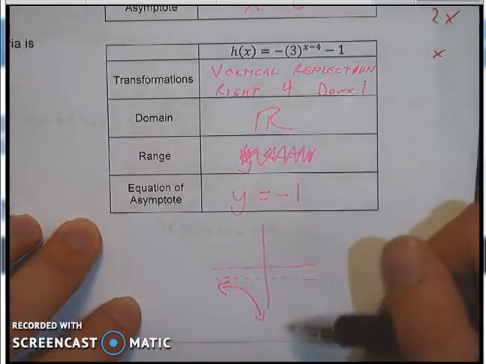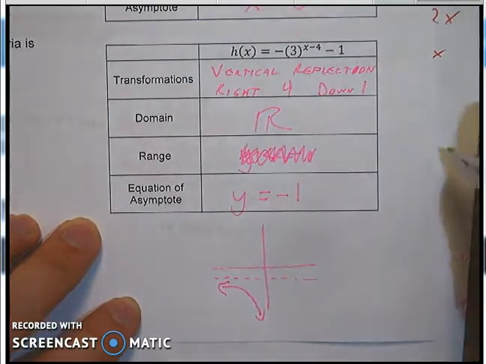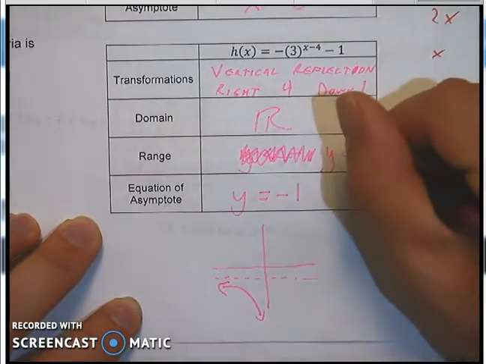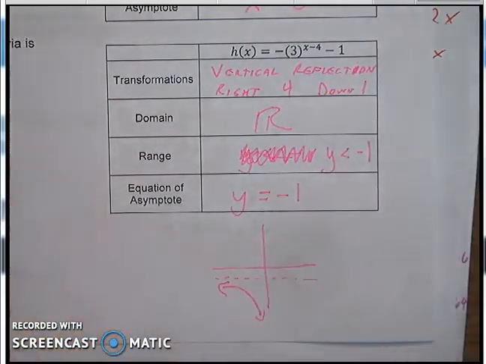When in doubt, graph it on your calculator and take a look at it. I drew a really rough sketch, but if you graph it on your calculator, it's not going to be rough at all, and you're going to be able to see exactly what's going on there. Y is less than negative 1. That was number 5. I'm going to do number 6 next.